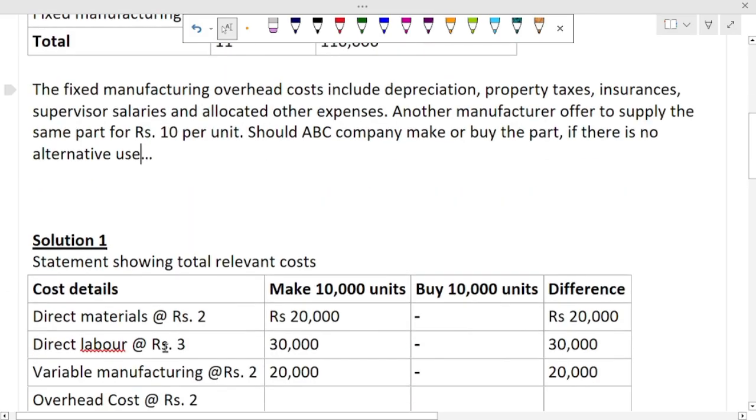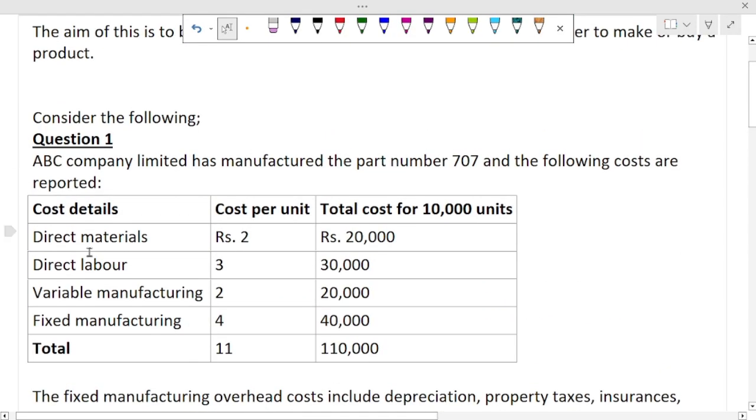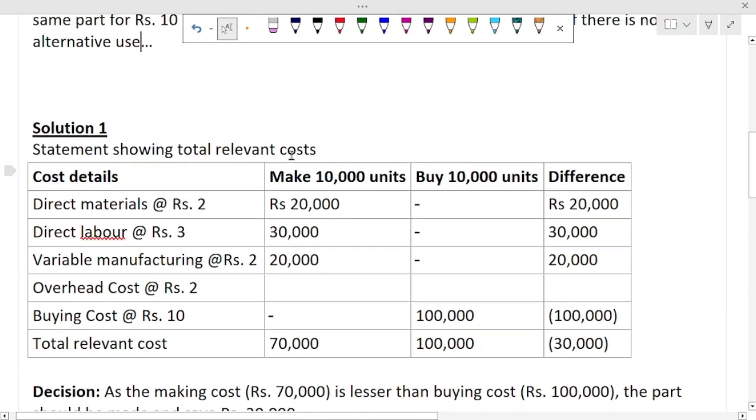So to the solution. Now the solution, we need another table, statement showing total relevant costs. Now the solution contains what? 4 columns. The first column is the same as what you have in the equation, which is cost detail. Then the second column is consideration of making it. The third column is consideration of buying it. And the fourth column is the difference between making and buying. All right.